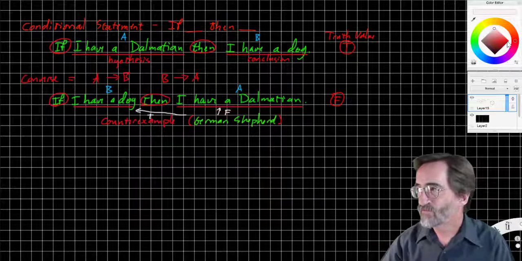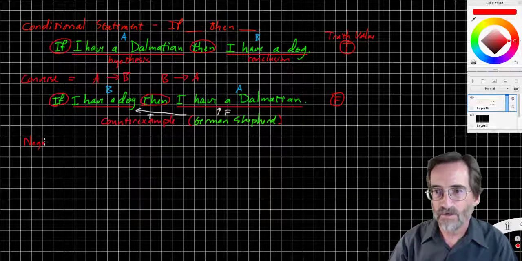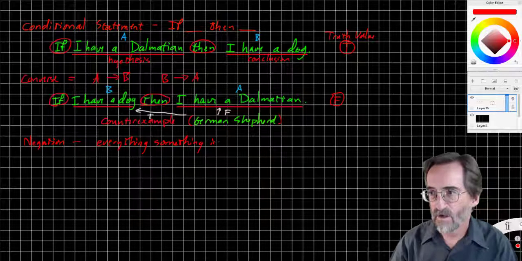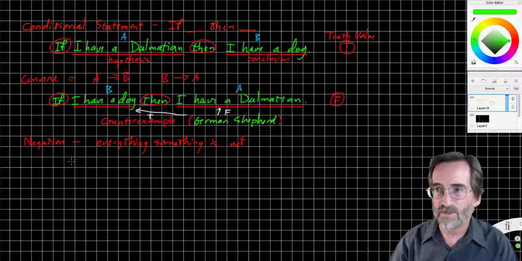All right? There's another word we need to know, and that's negation. Okay? So it is everything something is not. Example, I don't have a dog, or I don't have a Dalmatian. I don't know what I have, but I don't have a Dalmatian.